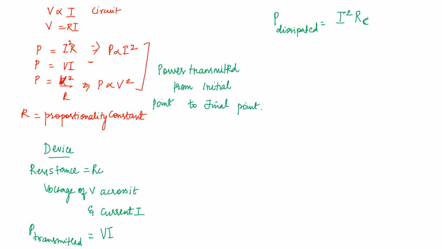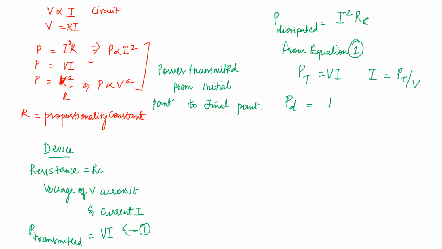RC is the resistance. From equation 1, I have P transmitted equals VI, and I equals P transmitted upon voltage. So power dissipated equals I square RC. We'll substitute the value of I over here and we will get power dissipated equals power transmitted square upon voltage square into RC.